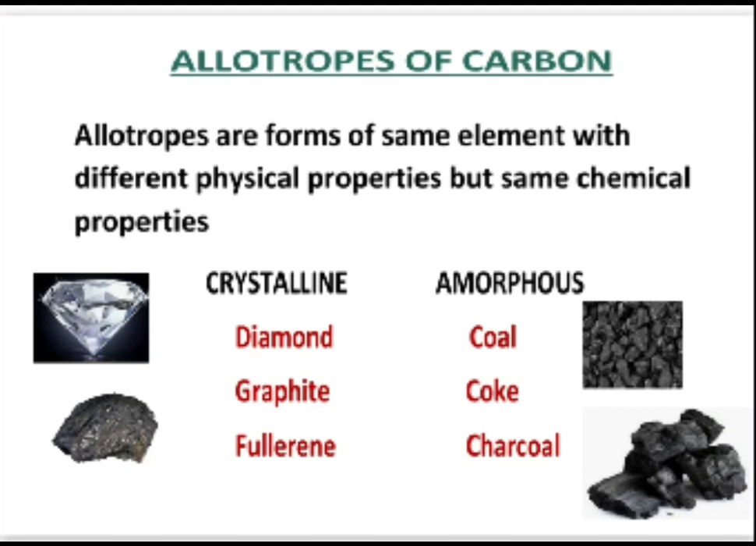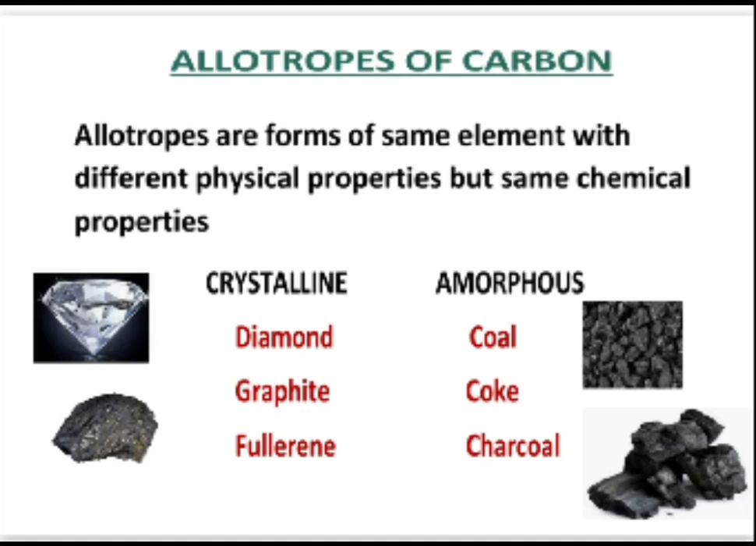Hello students, in the last video we saw bonding in carbon and its related compounds. There we also found out that predominantly covalent bonding exists within those compounds. Now in this particular video we'll concentrate on allotropes of carbon. Allotropes are forms of the same element with different physical properties but the same chemical properties.